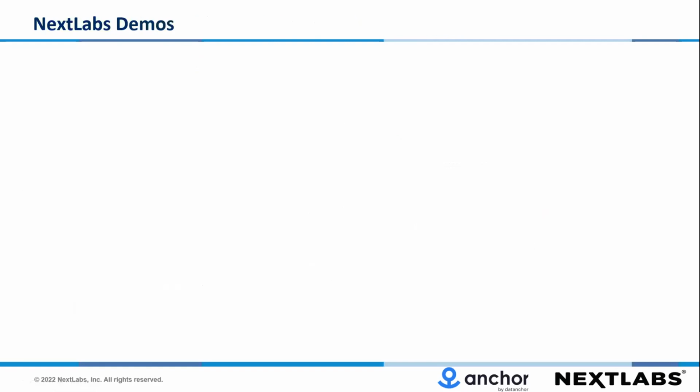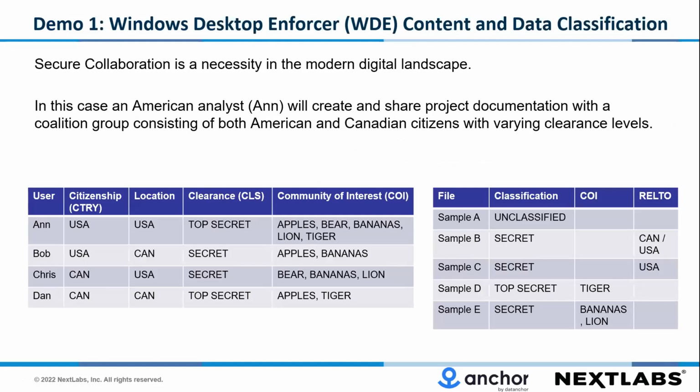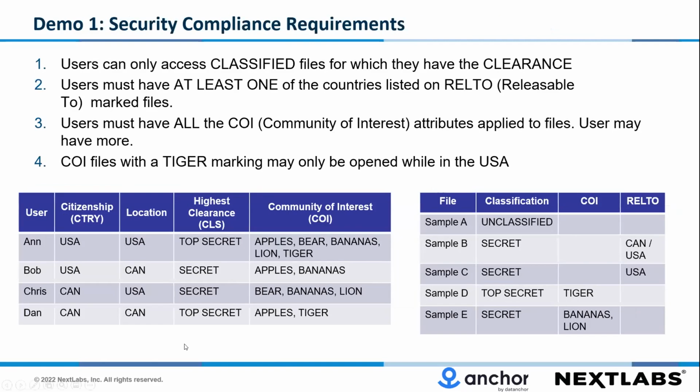So now I'm going to show a couple of demos. Mine, again, are pre-recorded as well, but let's go over what we're going to see. The first demo is our Windows Desktop Enforcer product. This is showing an example of how access to files can be based on the attributes of the user and of the document. So we have users with different citizenships, as well as membership within different communities of interest, and clearances. And then they will be accessing files with different combinations of classifications, as well as communities of interest associated with it. This is really going after security compliance requirements for controlled data.